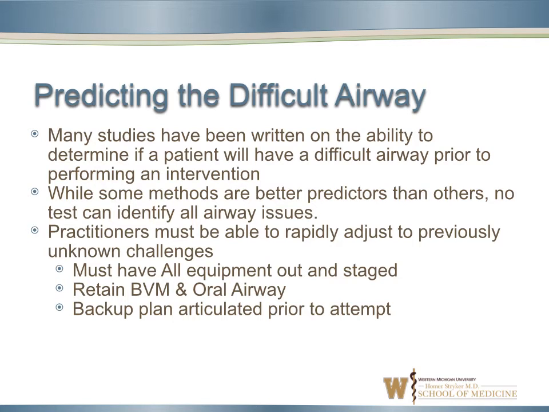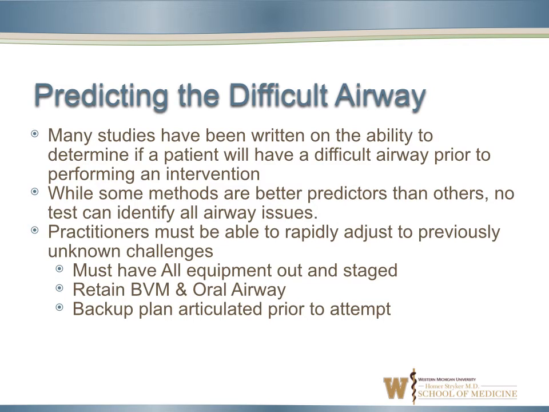No test can certainly identify all the airway issues until we're in there doing the job. So we must be able to quickly change and adapt to those previously unknown challenges. It means we must have all of our equipment out and staged. We need to have suction running and at the head in case there's vomit in the airway. We need to have our tube tie pre-strung so that we just pick it up and put it in place. We need to have someone whose job has been assigned the stethoscope so that they can check the epigastric and lung sounds on the first series of ventilations.